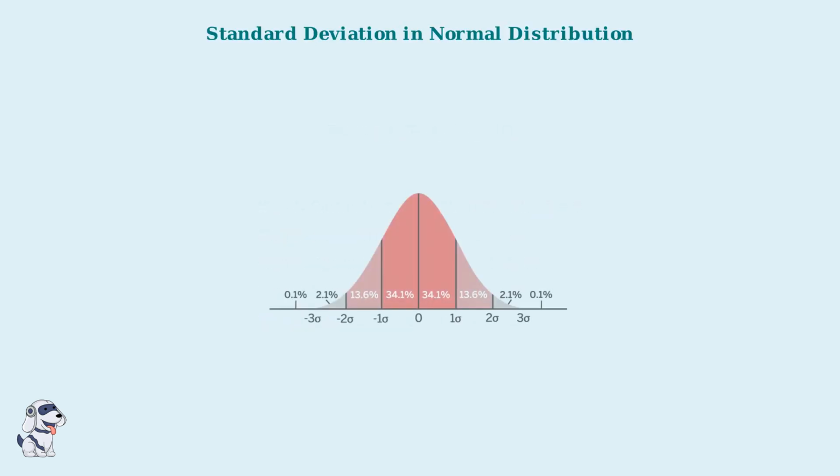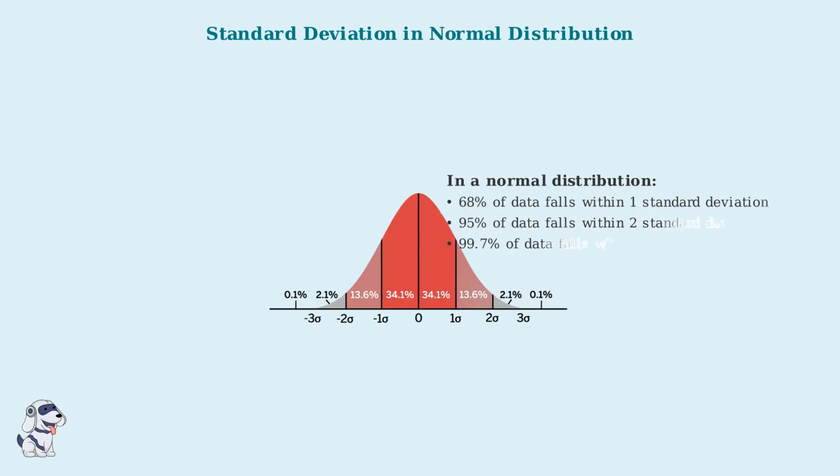Standard deviation becomes especially meaningful when we look at normal distributions. This bell curve shows how data is distributed around the mean. About 68% of all data falls within one standard deviation of the mean, 95% falls within 2 standard deviations, and 99.7% falls within 3 standard deviations. This is known as the empirical rule.